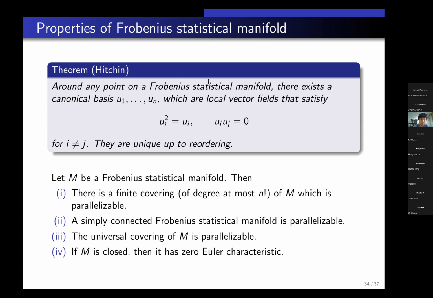From this Hitchin theorem, we can have the following result about the properties of the Frobenius statistical manifold. So first, there is a finite covering.